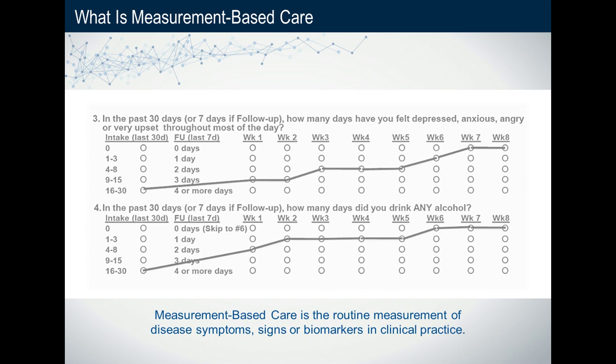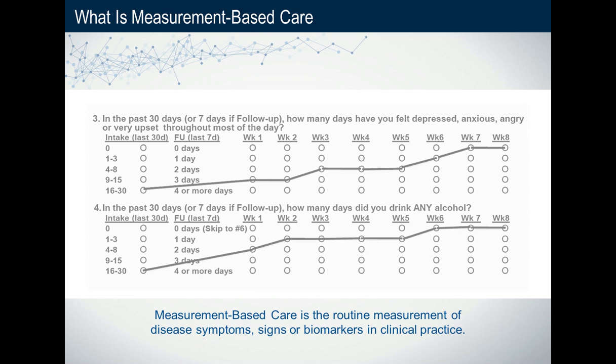So what is measurement-based care? Measurement-based care can be defined as the routine measurement of disease symptoms, signs, or biomarkers in the course of clinical practice. It's also sometimes referred to as routine outcome monitoring, treatment progress monitoring, and patient-reported outcomes monitoring. Measurement-based care is routinely used for physical health conditions. Two examples are blood pressure measurement and hypertension management, and blood glucose testing and diabetes management.